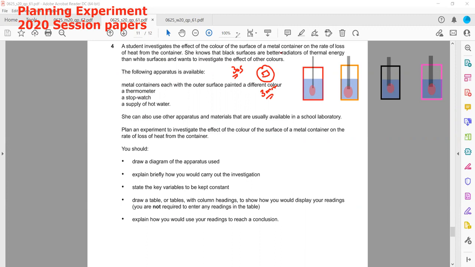Or she can also, at the last, plot a graph between temperature on the y-axis and time on the x-axis. The one which has a steeper slope is losing energy faster, because a steeper slope means there is a greater change in temperature, so it will have a greater rate of cooling.